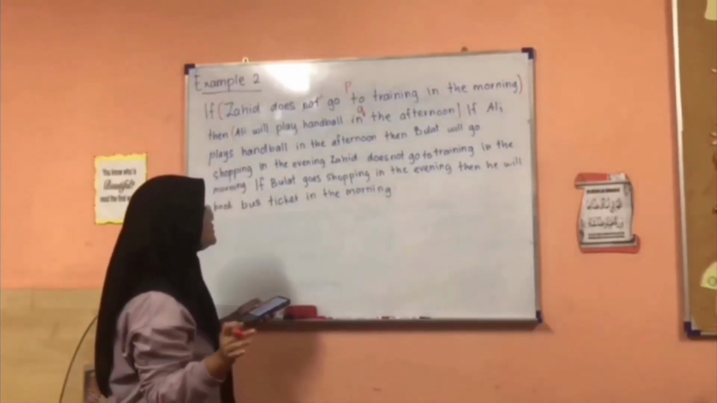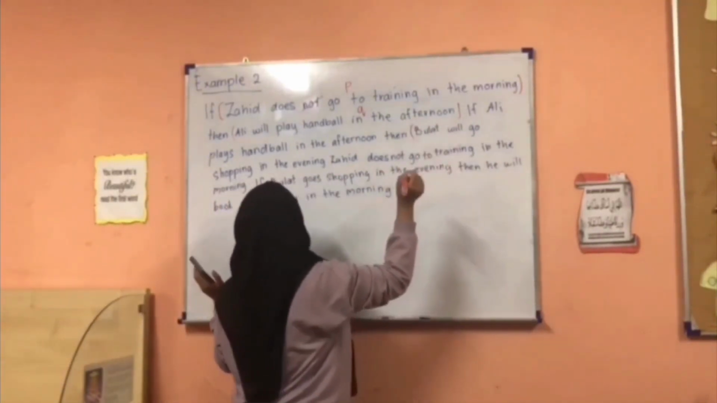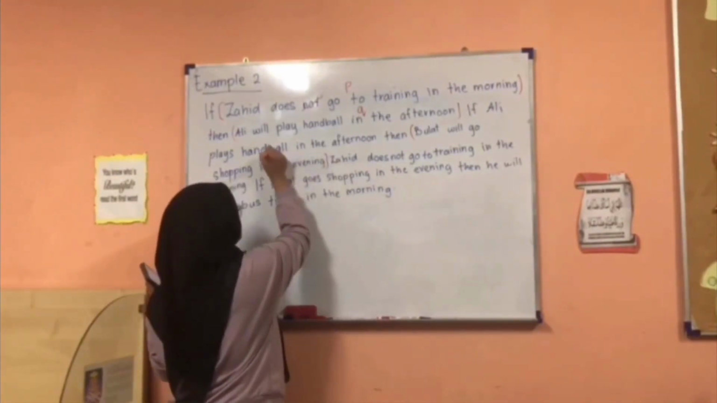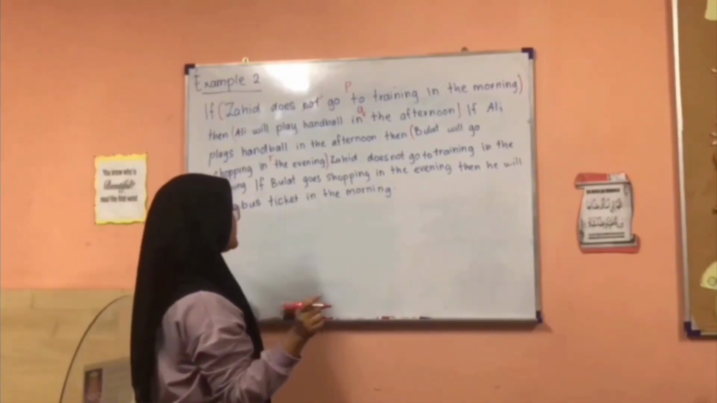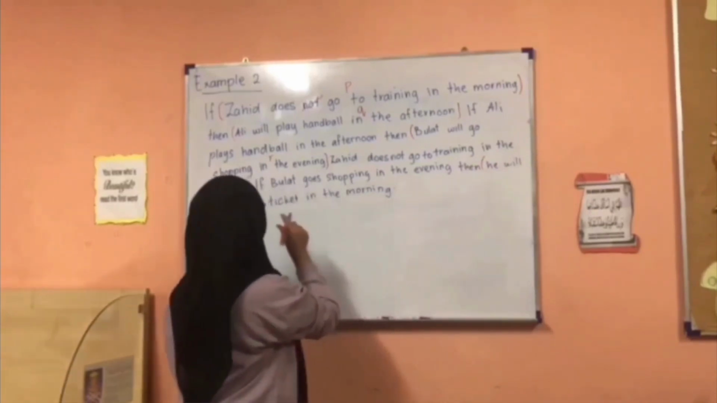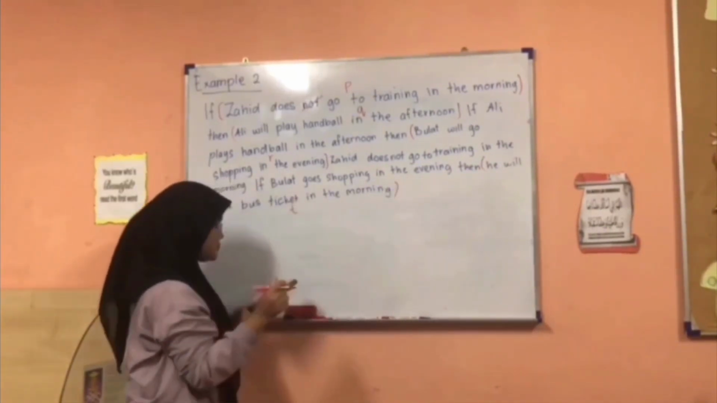The third statement is R. The statement is Bulat will go shopping in the evening. So this is the R statement. And the last one is T. And the statement is he will book bus ticket in the morning. So this is the T statement.